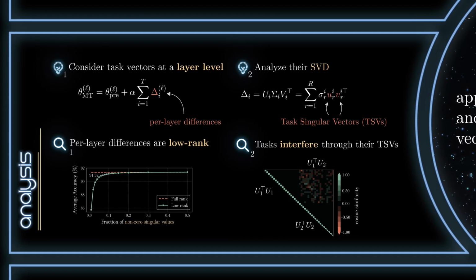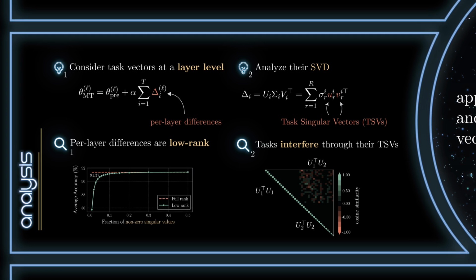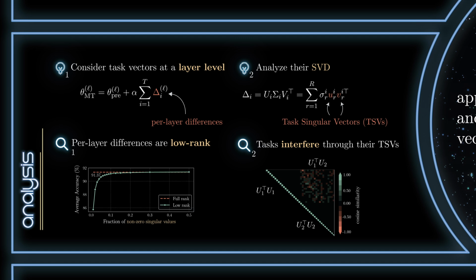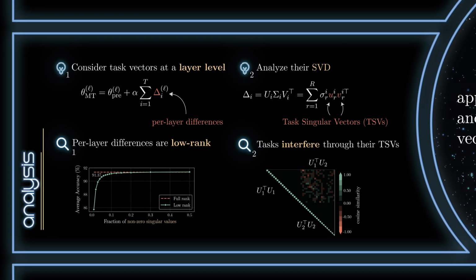So what we do in this work, we trade the traditional view of task vectors as being flat vectors in a very high-dimensional space with a layer-wise point of view. In practice, we consider the per-layer task differences and call them deltas. And when these ones have a matrix structure, we study their singular value decomposition.